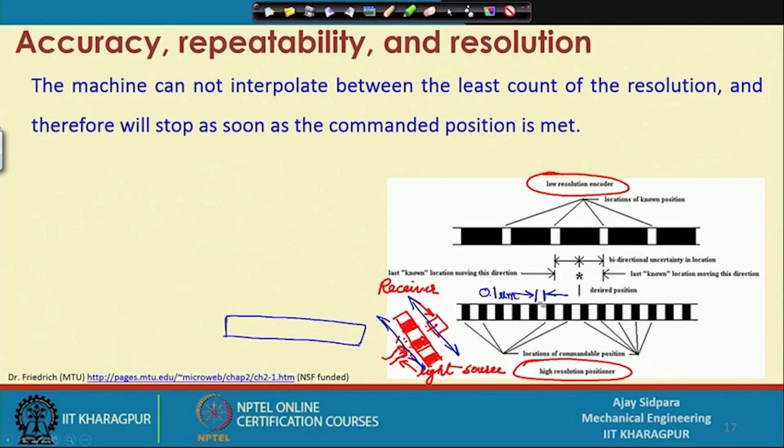So, every time you move 0.1 micron, you will get one signal, because the white color is 0.1 micron, and again 0.1 micron is the black color. So, you will get a signal from the receiver. But now consider this particular thing.